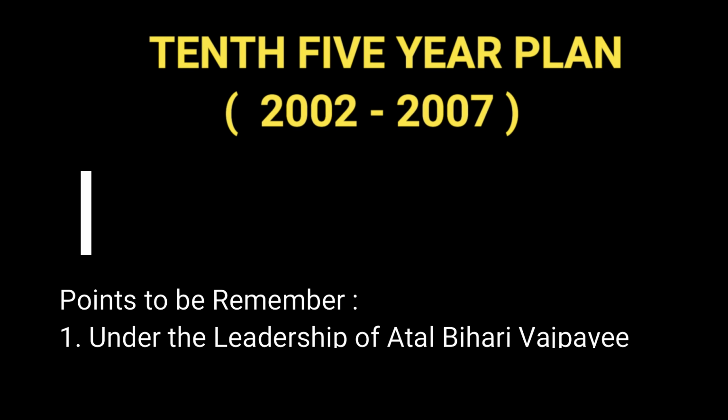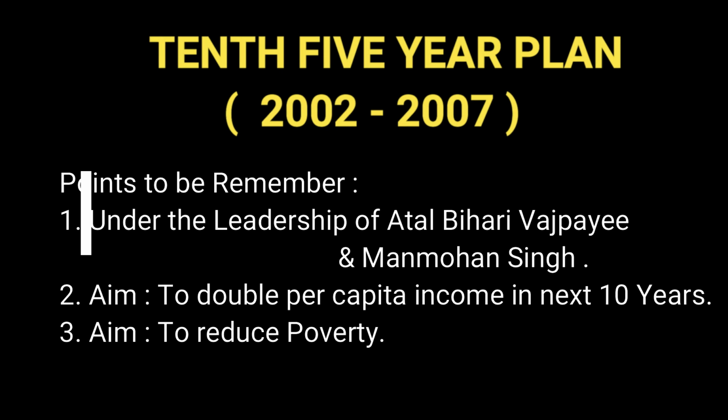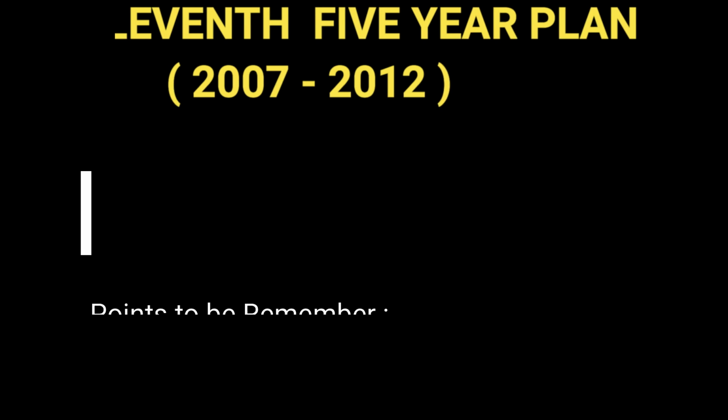10th 5-year plan, 2002 to 2007. Points to be remembered: under the leadership of Atal Bihari Vajpayee and Manmohan Singh. Aim to double per capita income in the next 10 years. Aim to reduce poverty.